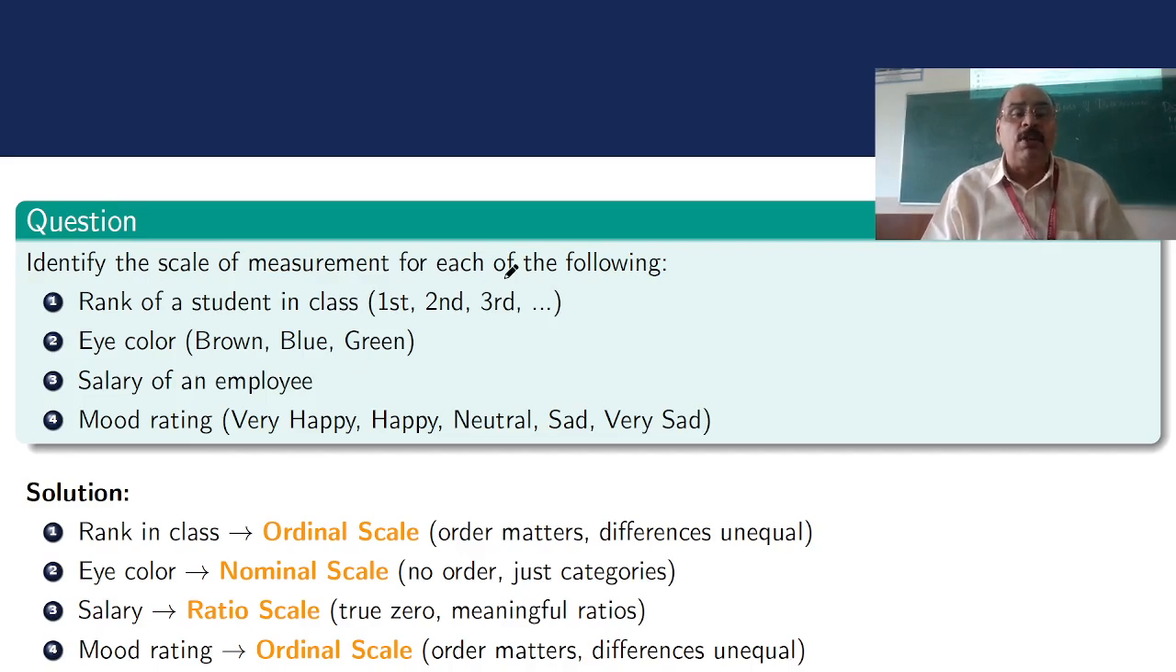So identify the scale of measurement for each of the following. Rank of a student in the class. It's usually ordinal scale because you're ranking it. It is not marks, it is ranking. Eye color, still it is a category, categorical, right? So whenever it is categorical, it is nominal. Salary, numbers, decimal points, so it is ratio. Mood rating, whether happy, sad, you go with ordinal. In most cases, it is ordinal.